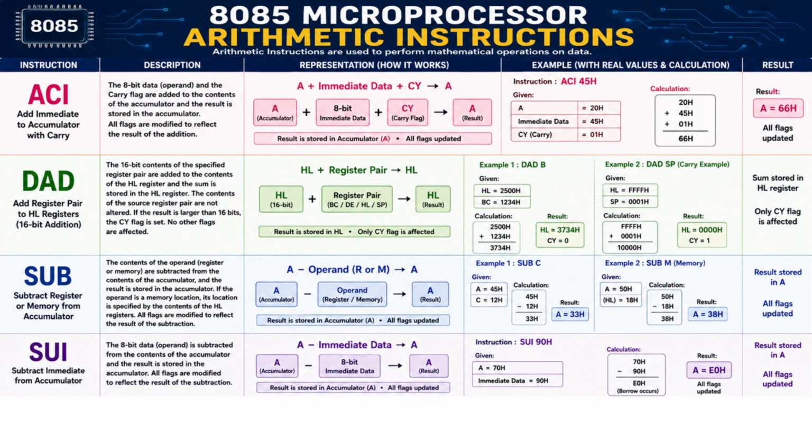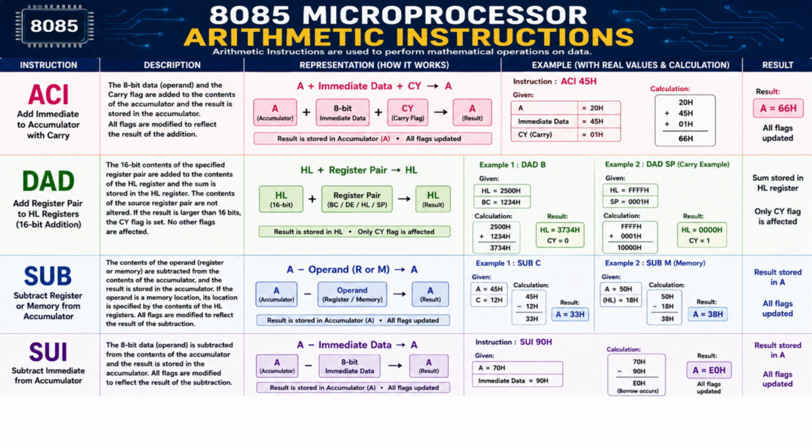Next instruction is SUI. SUI stands for subtract immediate from accumulator. Here, instead of taking the operand from a register, the processor subtracts the 8-bit immediate value directly from the accumulator. Again, the result is stored in the accumulator and all the flags are updated. Let's see the example. Instruction SUI 98H. Suppose the accumulator contains B5H. After the subtraction, we have 1DH.